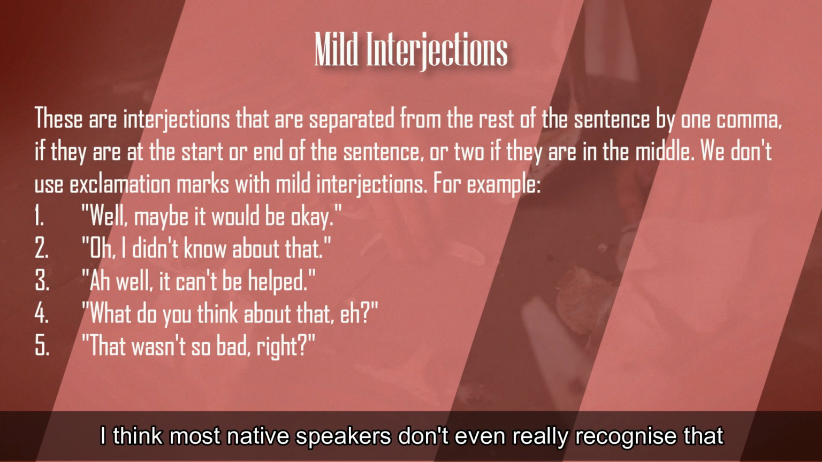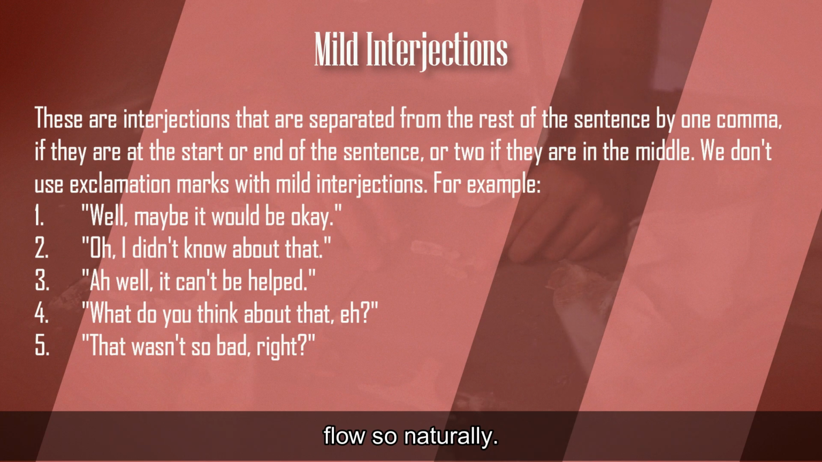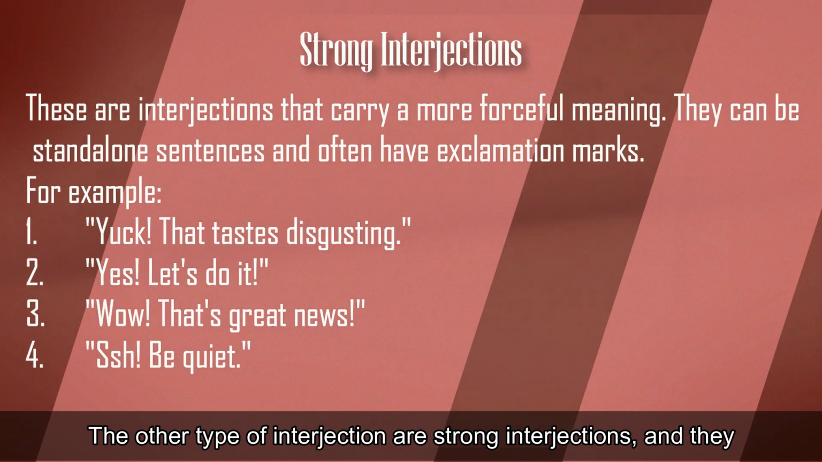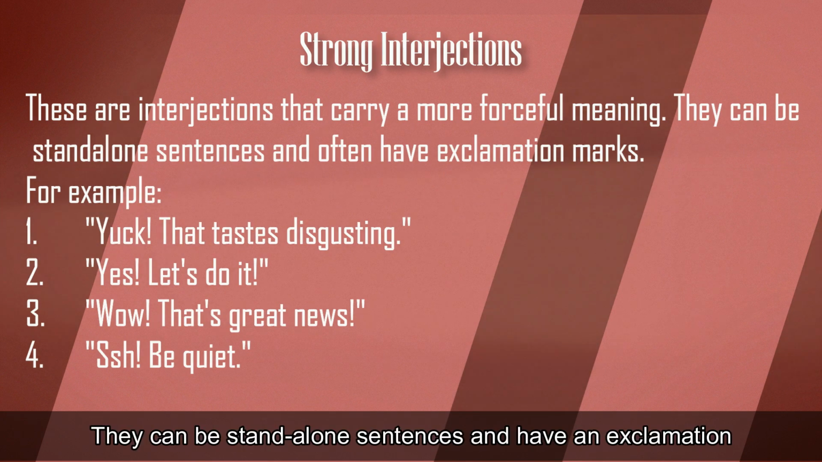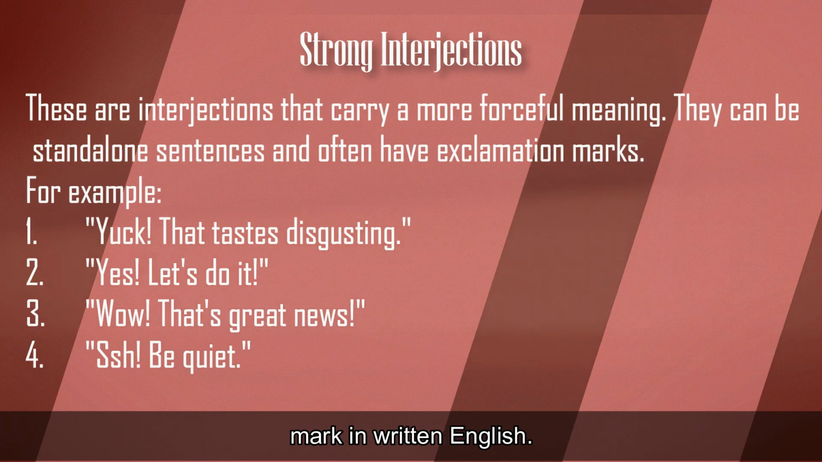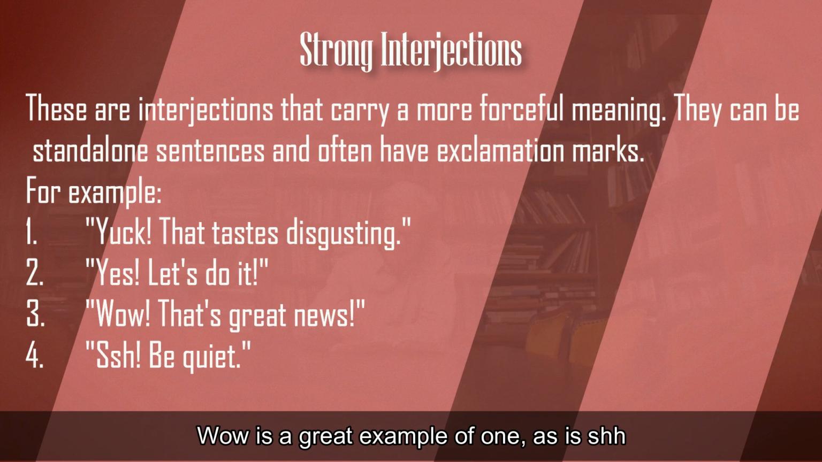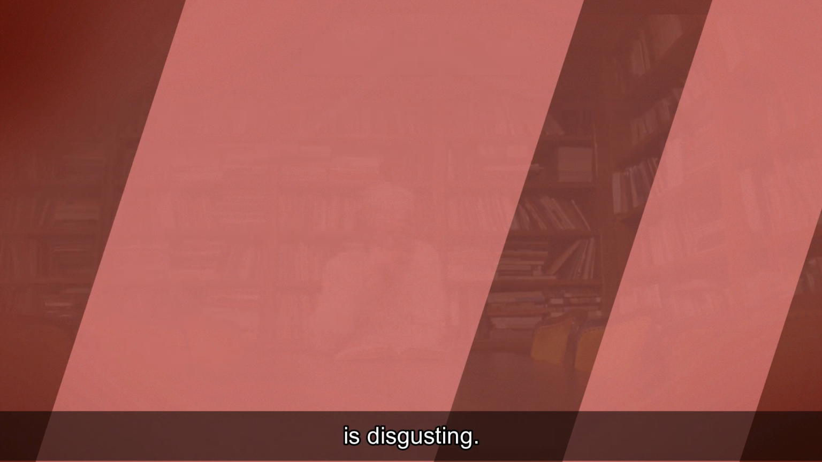I think most native speakers don't even really recognize that they are saying these types of interjections, as they just flow so naturally. The other type of interjection are strong interjections, and they are more forceful. They can be standalone sentences and have an exclamation mark in written English. "Wow" is a great example of one, as is "shh" to make people quiet and "yuck" when you think something is disgusting.